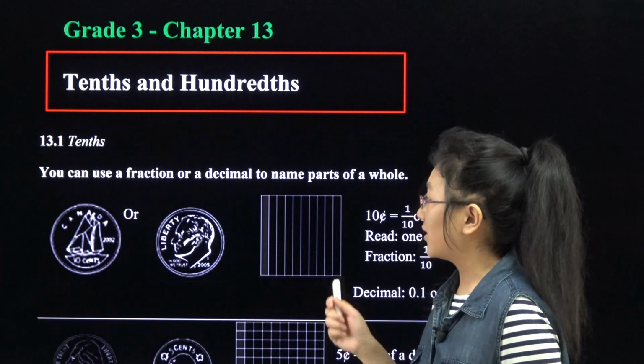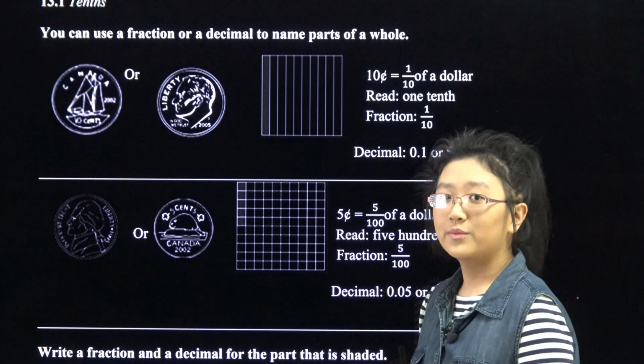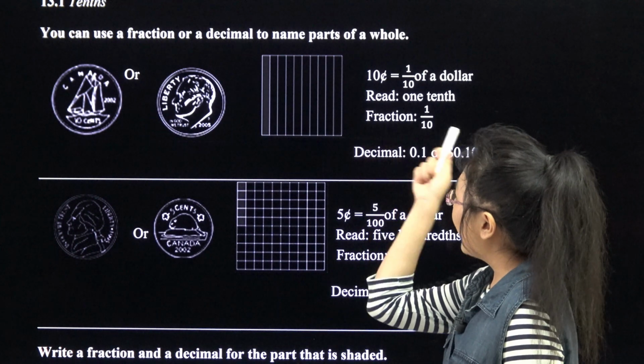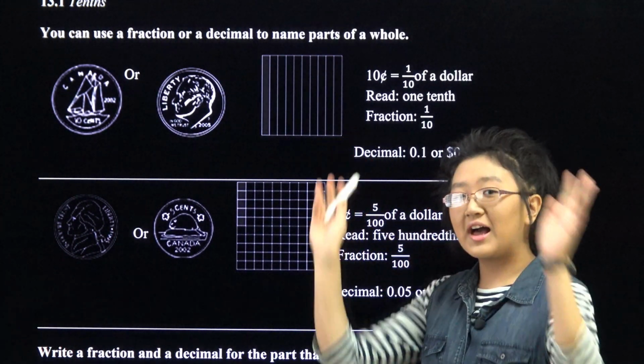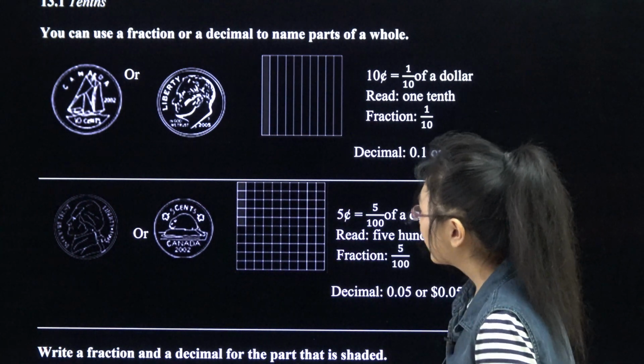So first we're going to start with tenths. You can use a fraction or decimal to name parts of a whole. We went over this in the last chapter. So now we're going to connect it to real life. Yay! And in the form of money.